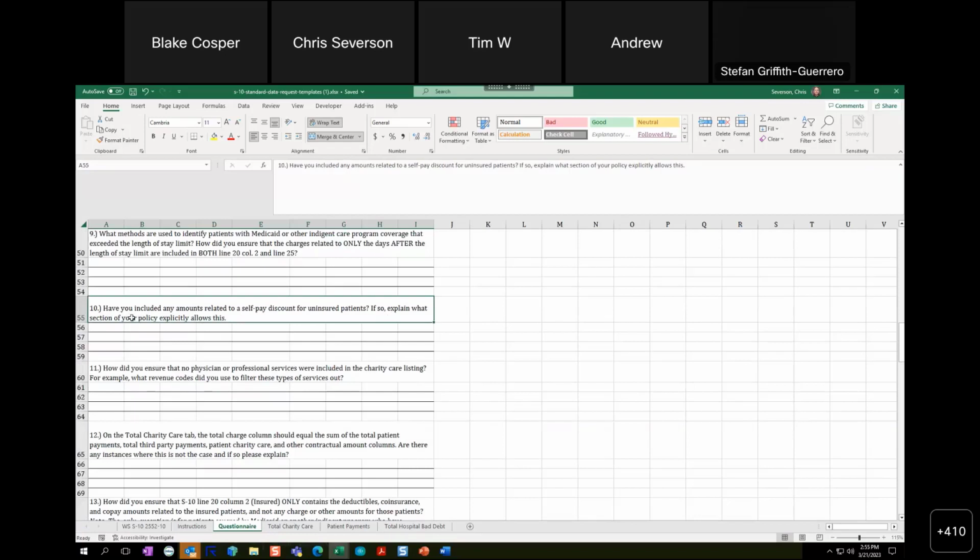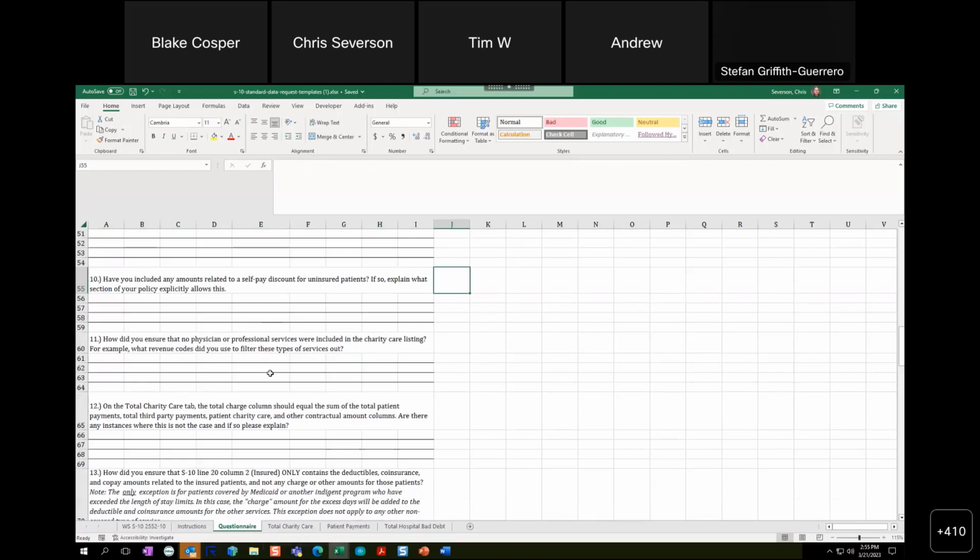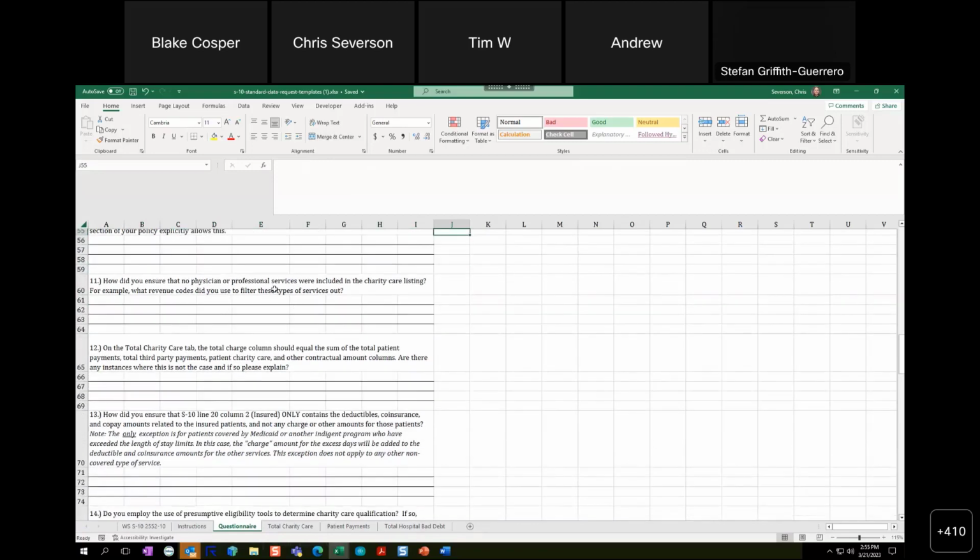Now notice in some of these cases, we're asking for the section of the policy that allows this. Again, it's perfectly fine if your policy allows it, self-pay discount, but if it doesn't, then we cannot include it. How did you carve out physician or professional services?